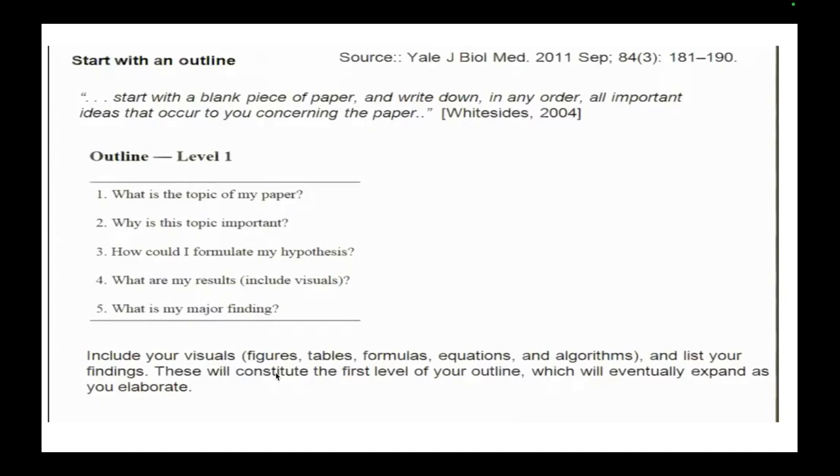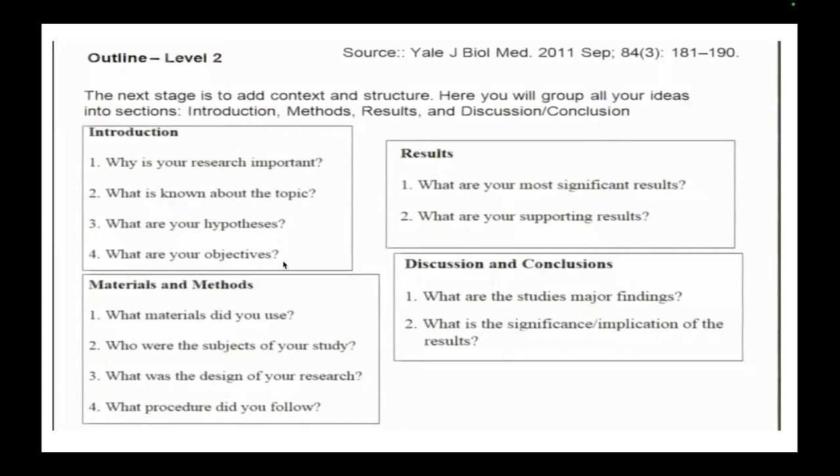So after writing these questions, this is the first level of outline. The second level of outline could be to divide these questions into different sets. For example, introduction, materials and methods, results, and discussion, conclusion. Here are some of the broad questions; you can further elaborate on these. Why is your research important? What is known about the topic? What is your hypothesis? What are your objectives?